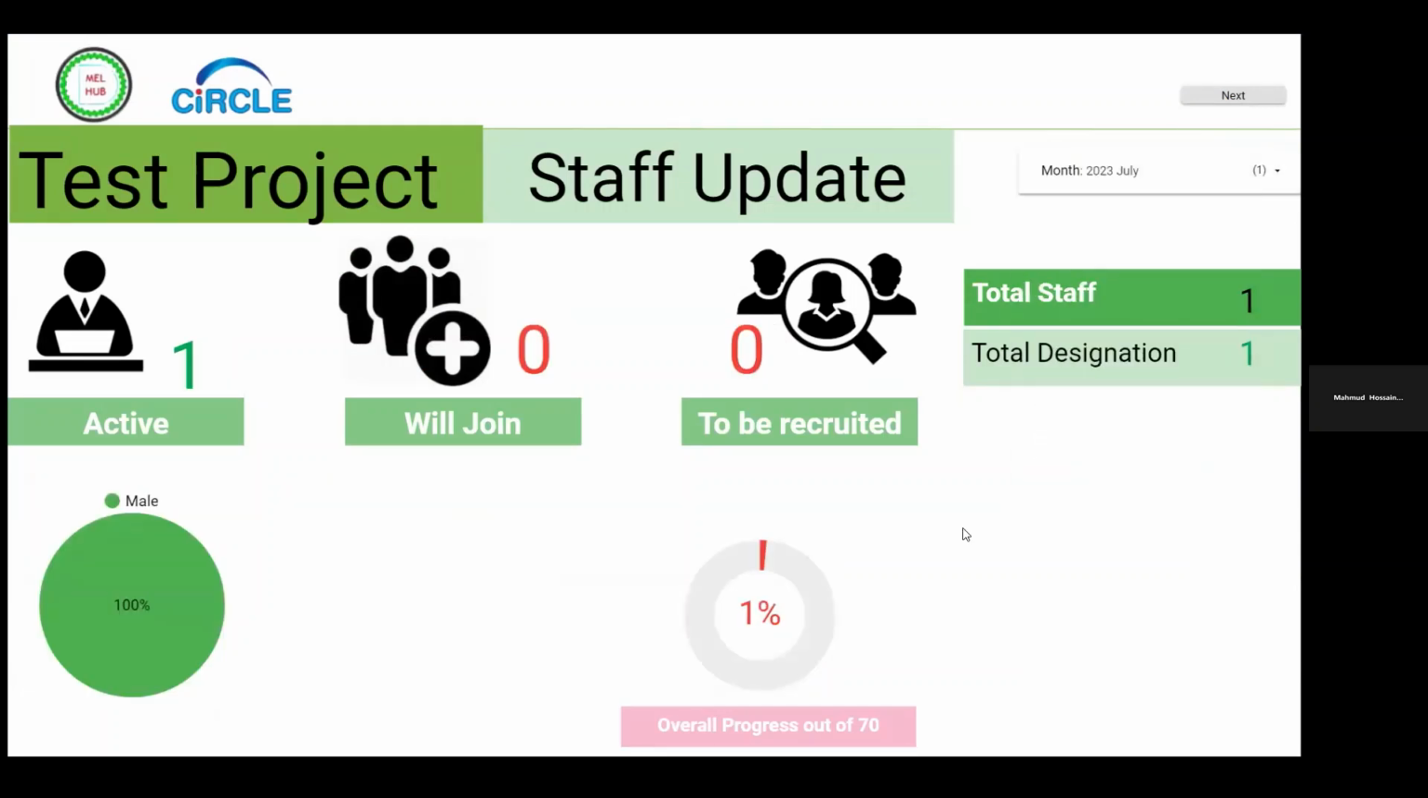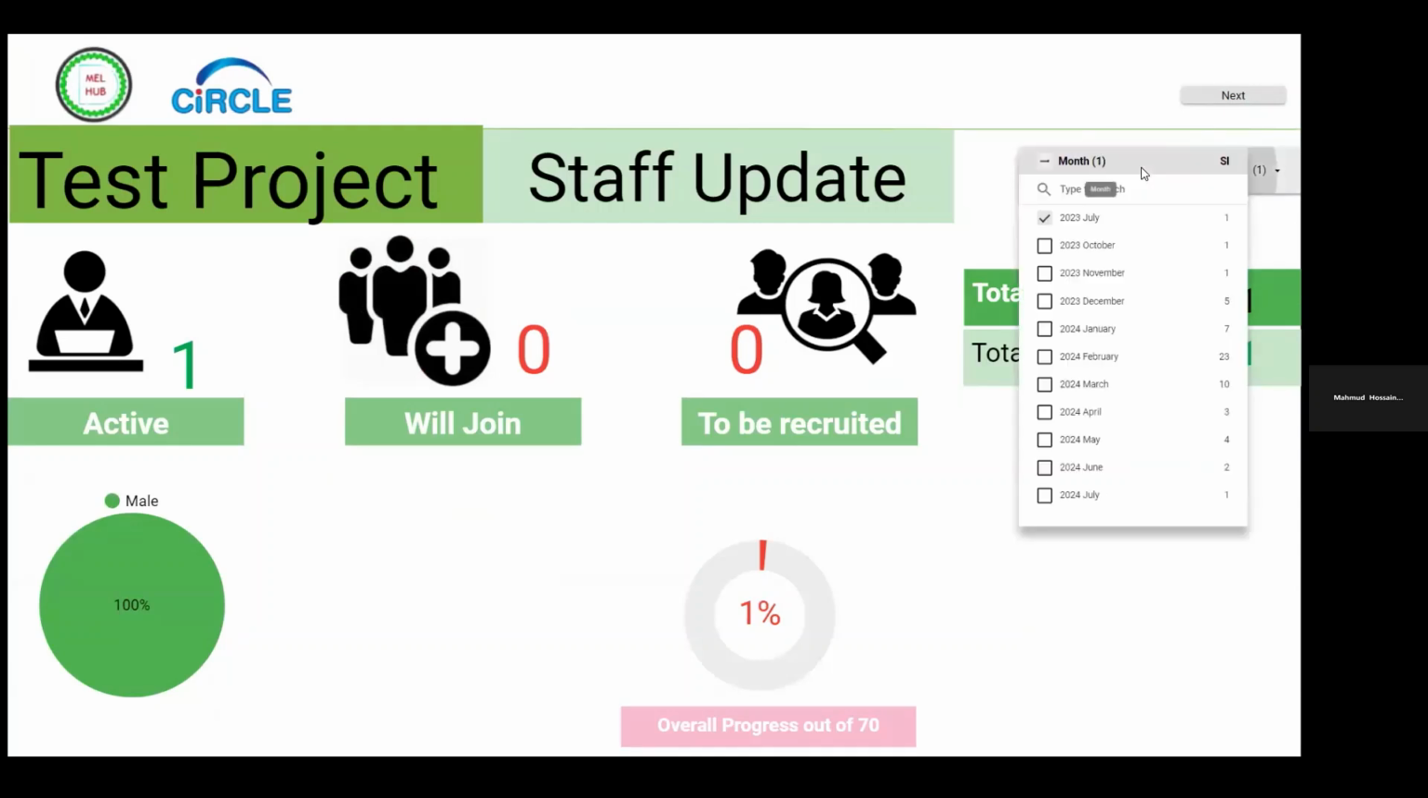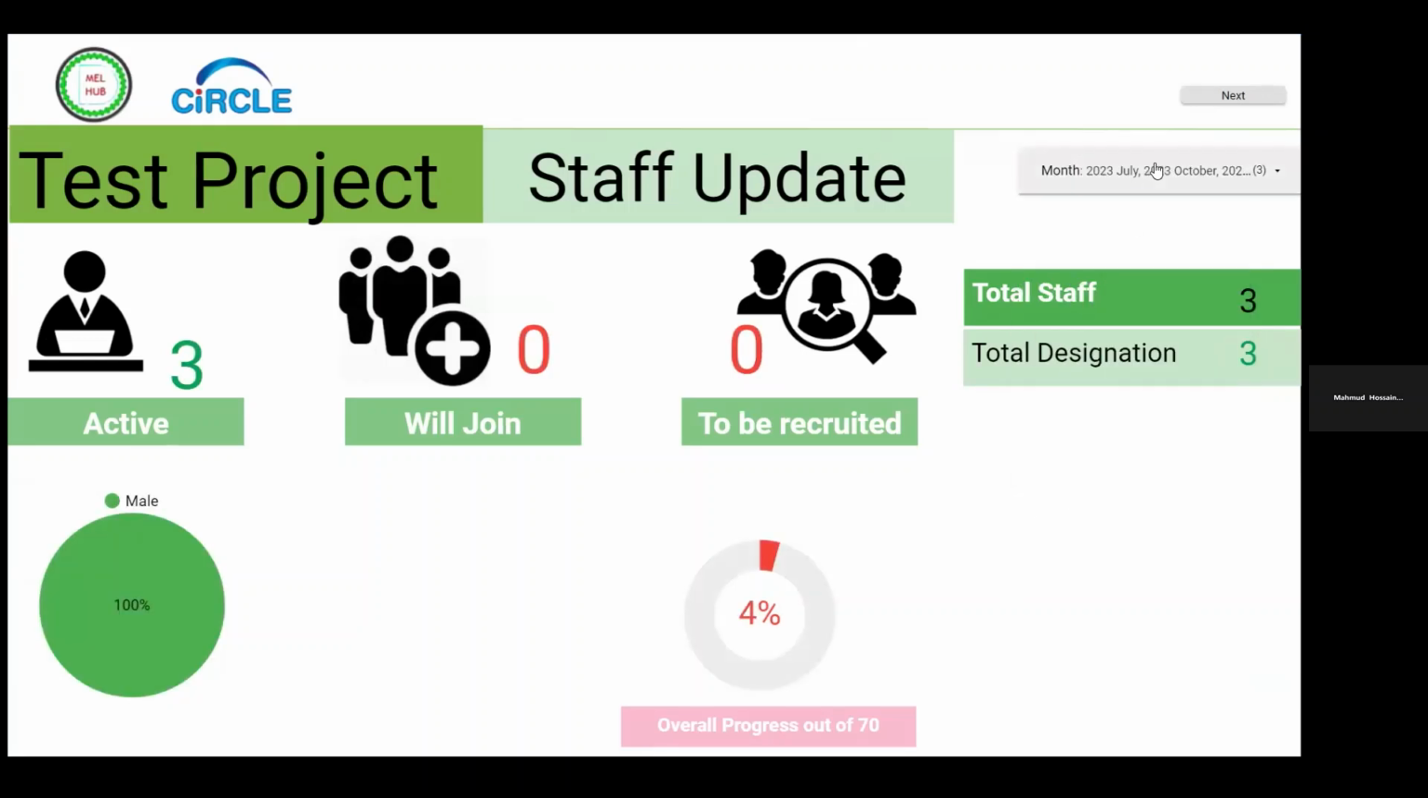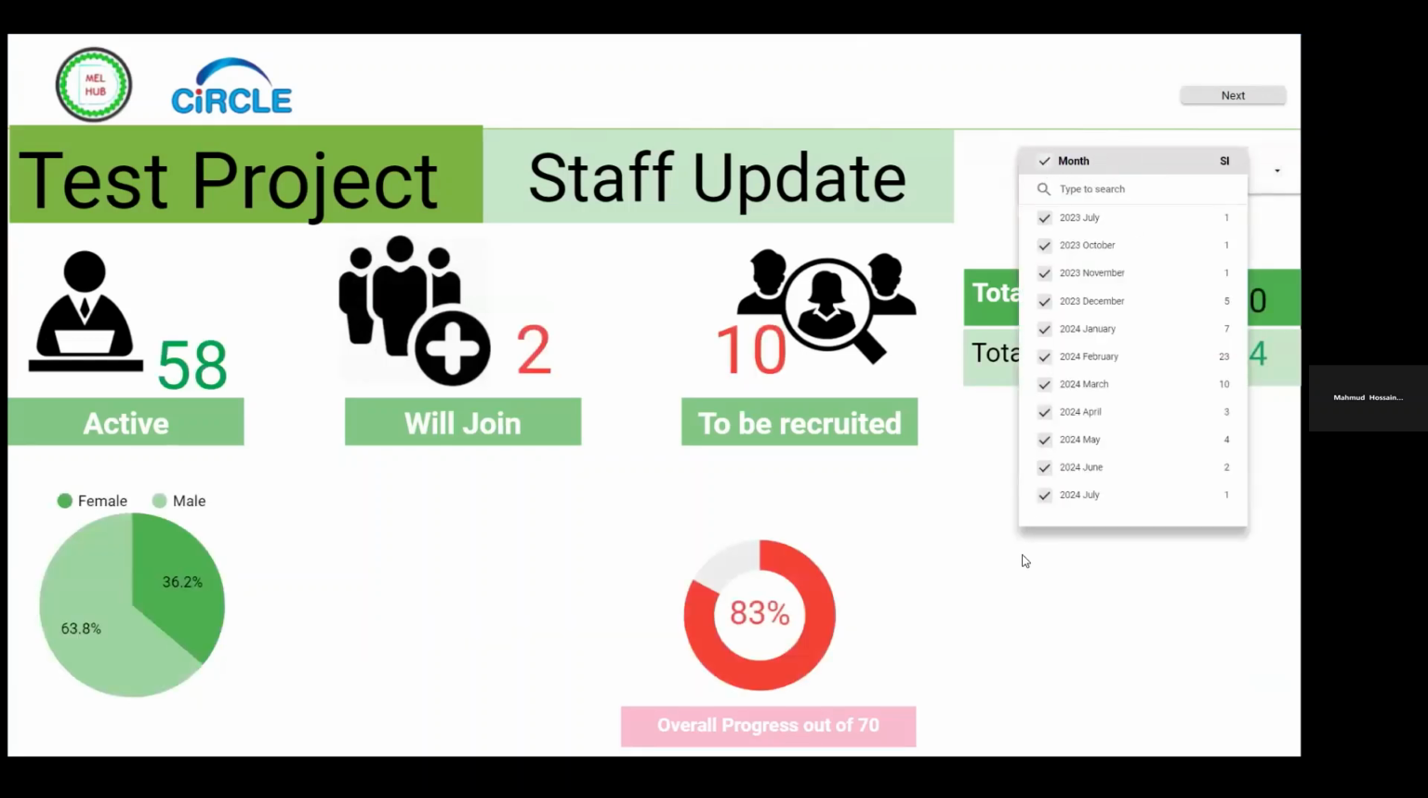This change will occur for the month of July. This progress is this, only one active staff and only male. This is October to November. If you want to create a quarterly report, July, October, November, this quarterly progress is here. So it's very interactive.